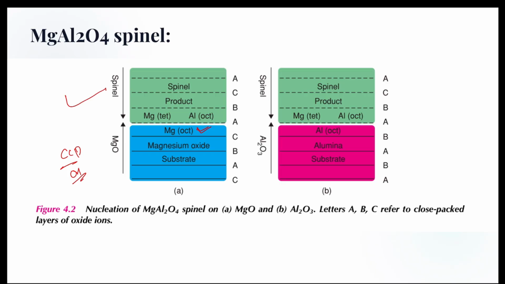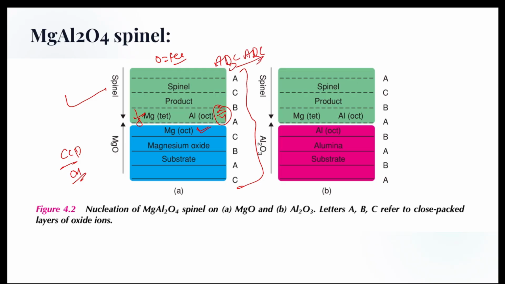Same goes with the spinels. In MgAl2O4, Mg is present in 1/8 of the tetrahedral voids, and 2/4 of the octahedral voids are occupied by the aluminium. But our oxygen is still present in the FCC here as well. All of these two have ABC, ABC kind of close packing.